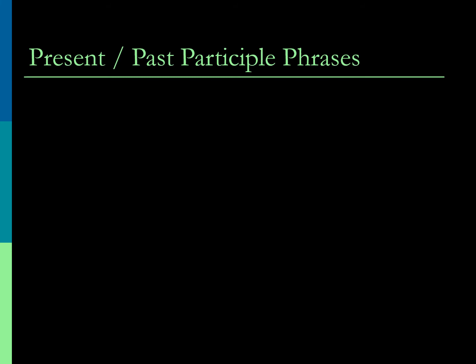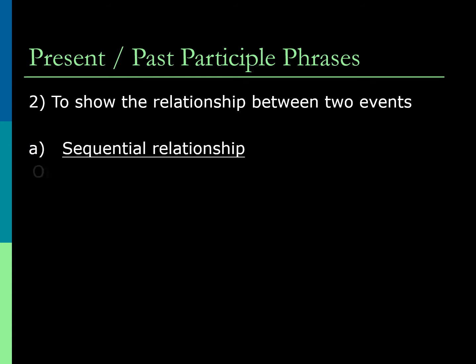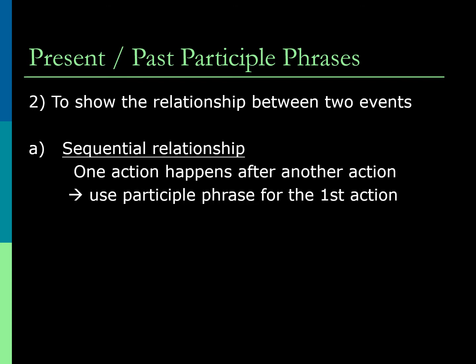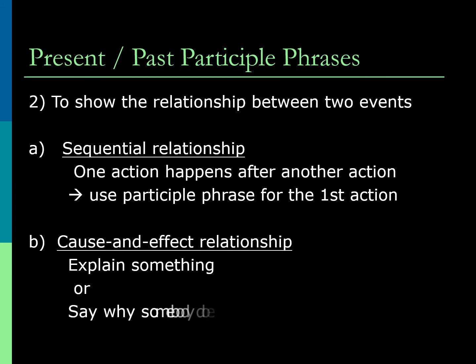Present or past participle phrases. We can use them to show the relationship between two events. A, we can use that to show a sequential relationship. In other words, we want to show one action happens after another. In this case, we can use the participle phrase for the first action. Or we can use it to show a cause and effect relationship. We can use it to explain something, or we can say why somebody does something.